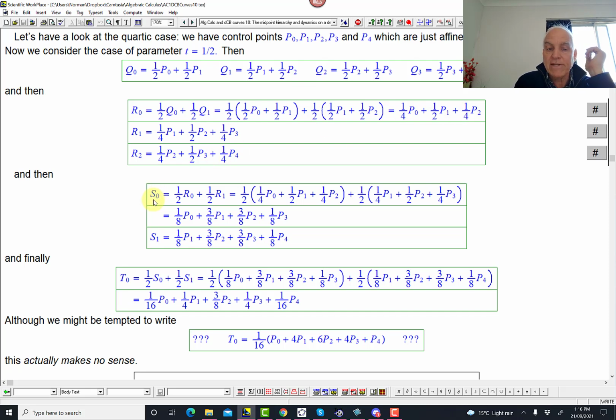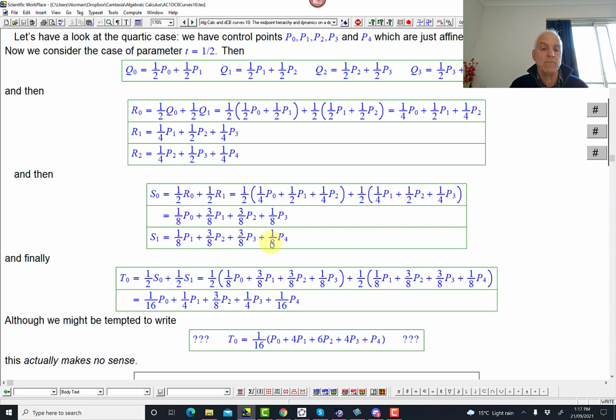Okay, next level, the S's. The S's are midpoints of the R's. So S0 is 1/2 R0 plus 1/2 R1. So we have to take 1/2 of this quantity here, that's R0, and 1/2 of R1. There it is there. And we just figure out what that is. It's this expression now involving P0, P1, P2, P3 with weights 1, 3, 3, 1. But we have to divide by 8 because the total sum of the coefficients has to be 1 to get an affine point.